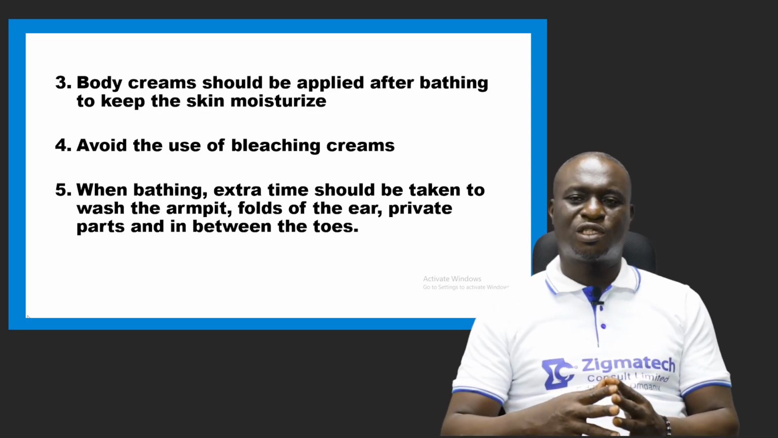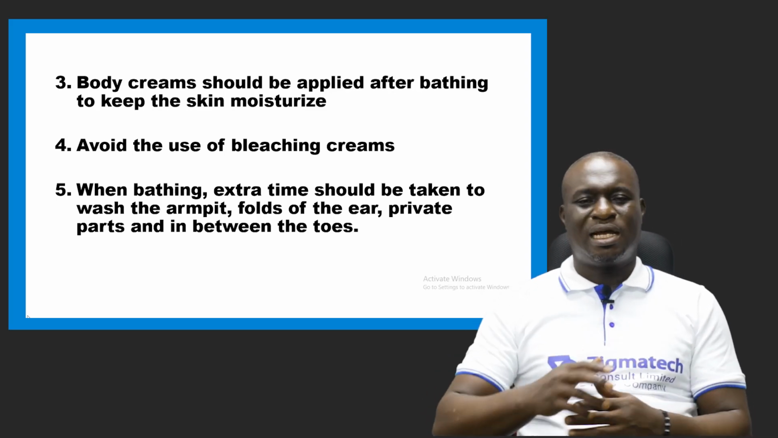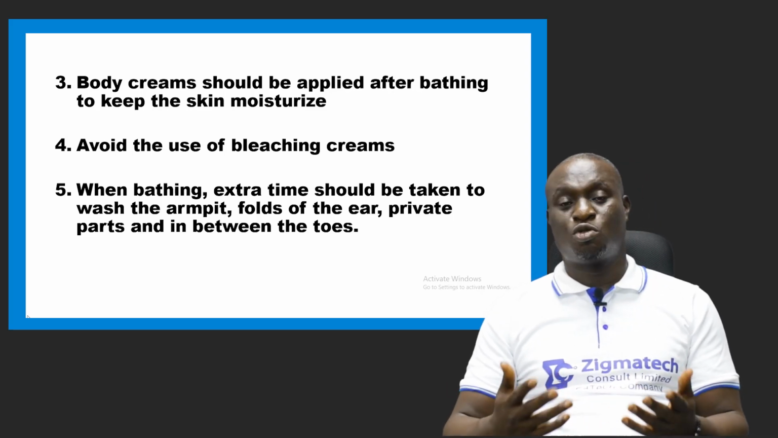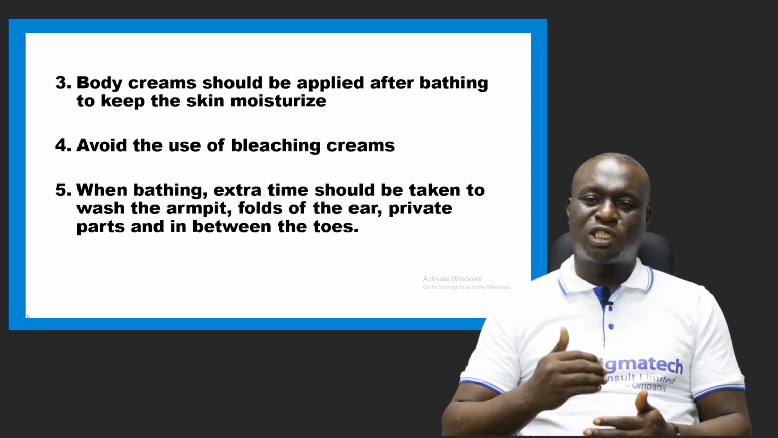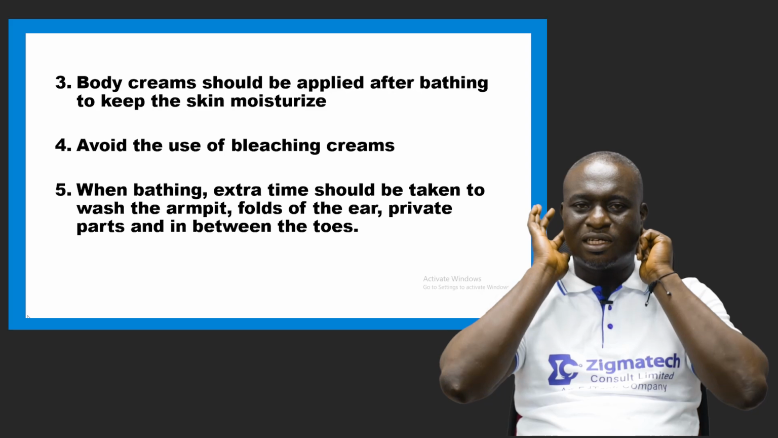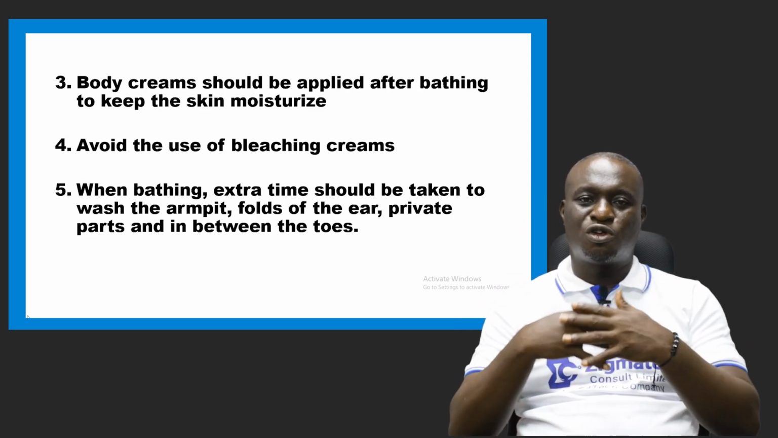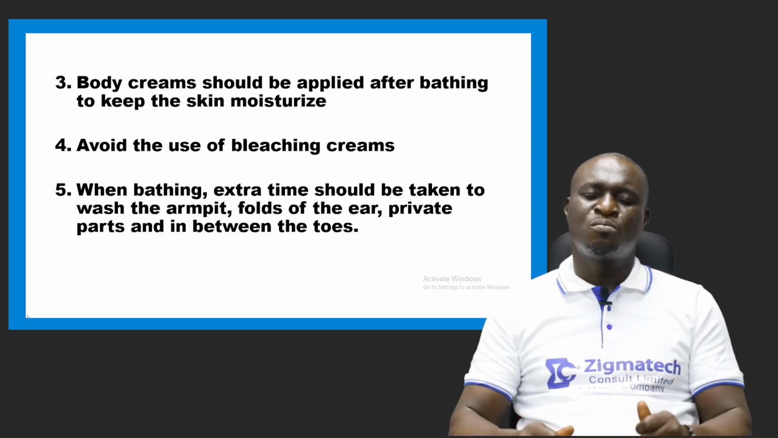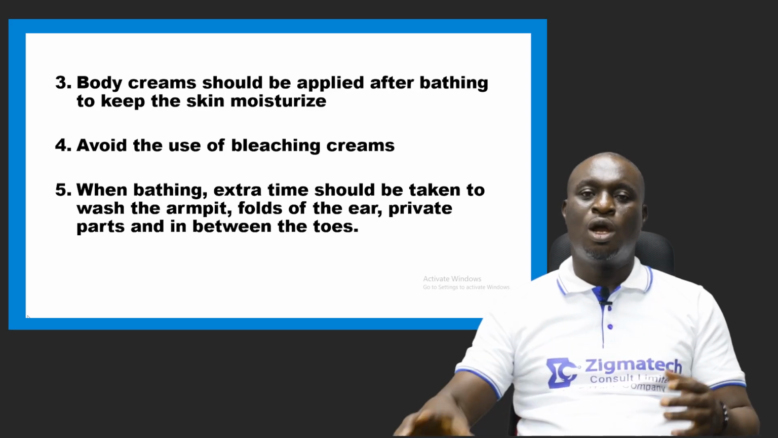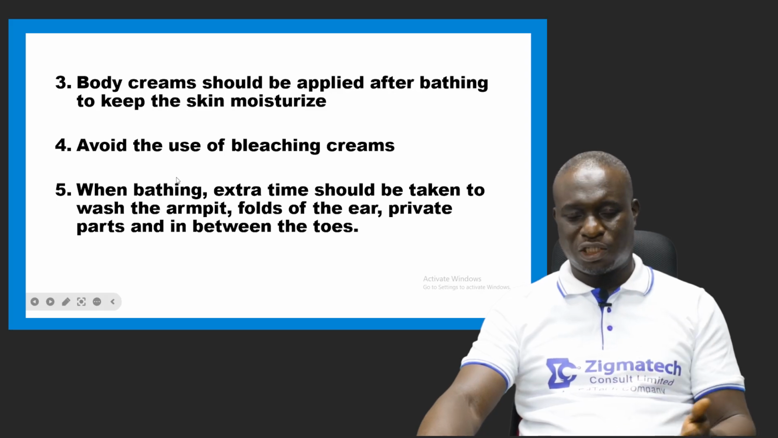And number 5 is, when bathing, extra time should be taken to wash the armpits. That's the site where body odor is actually produced. So special care should be taken when washing the armpits, the folds of the ear, the private parts, between the toes, and between the fingers, okay? Extra time should be given to those areas when bathing or washing them. All right.